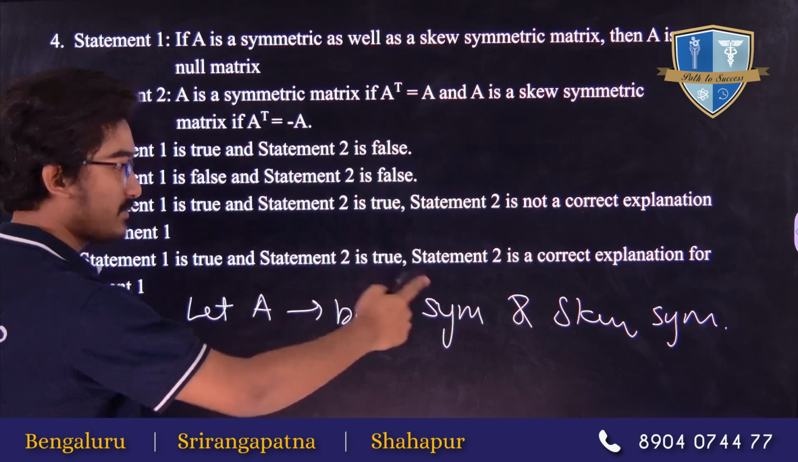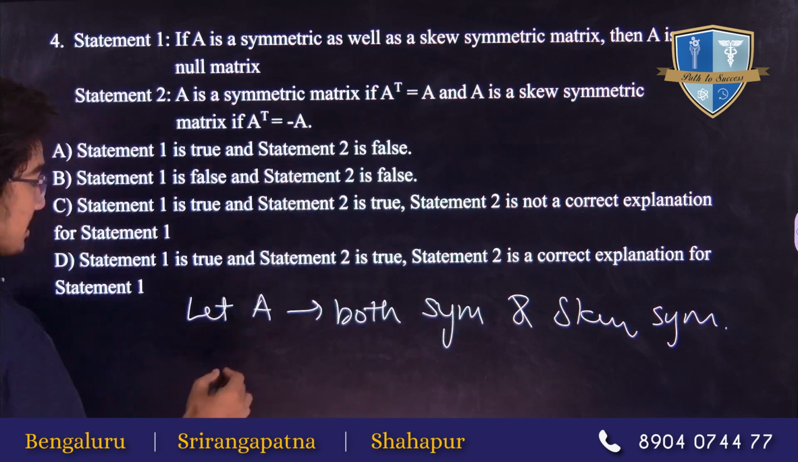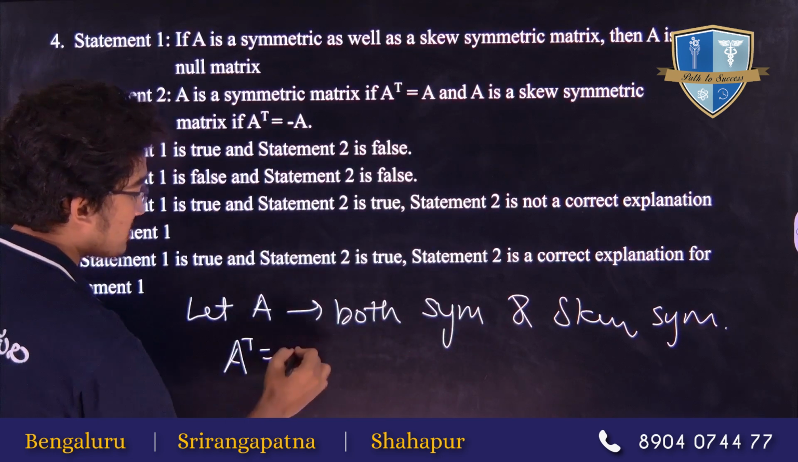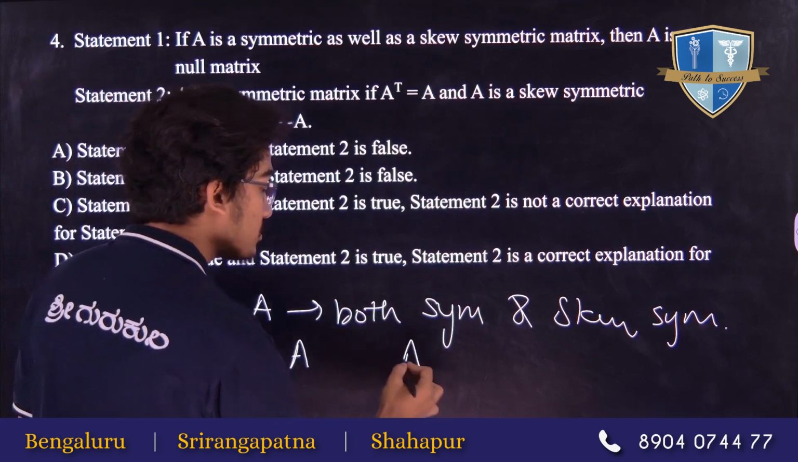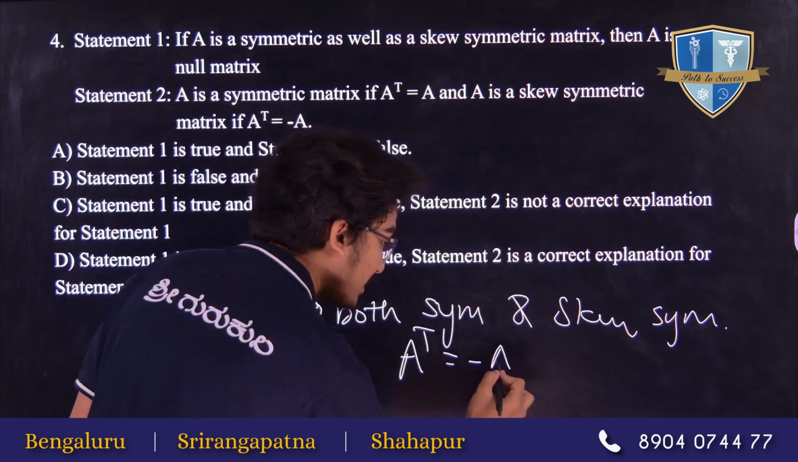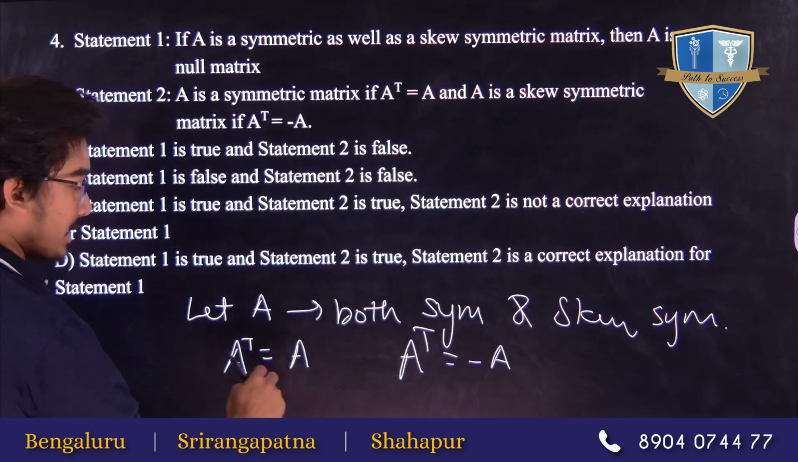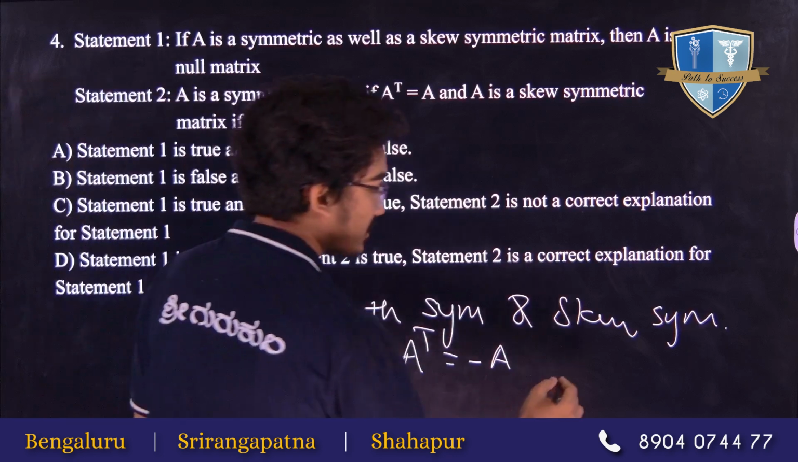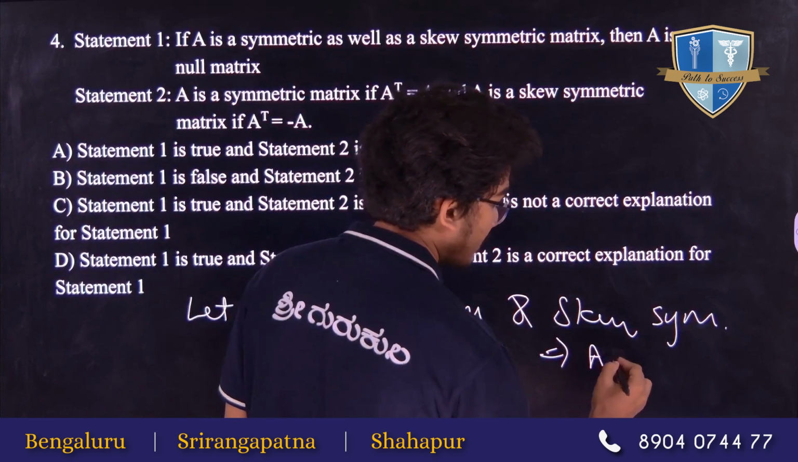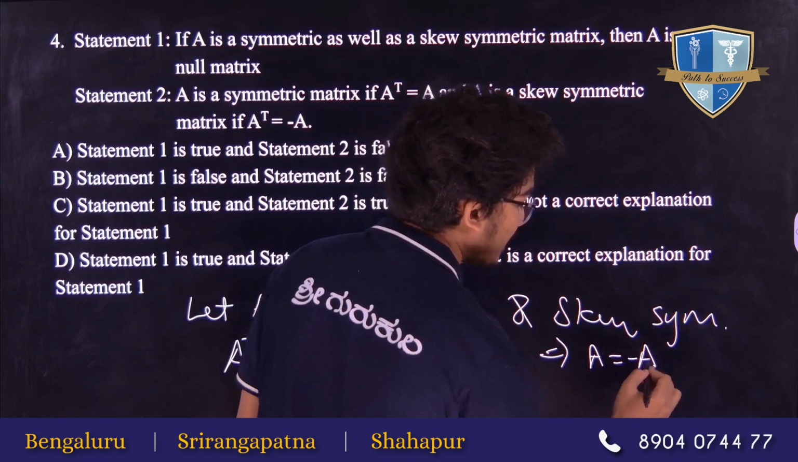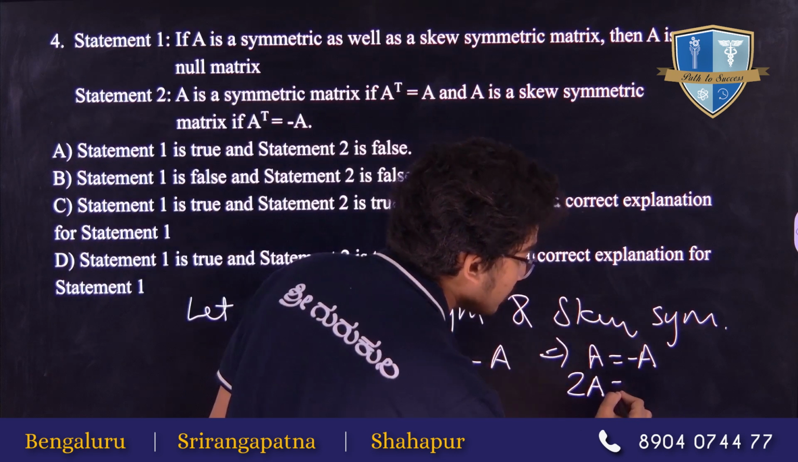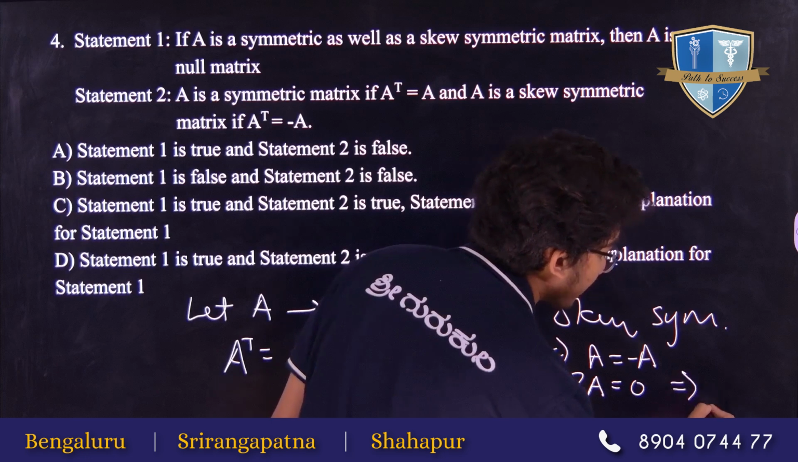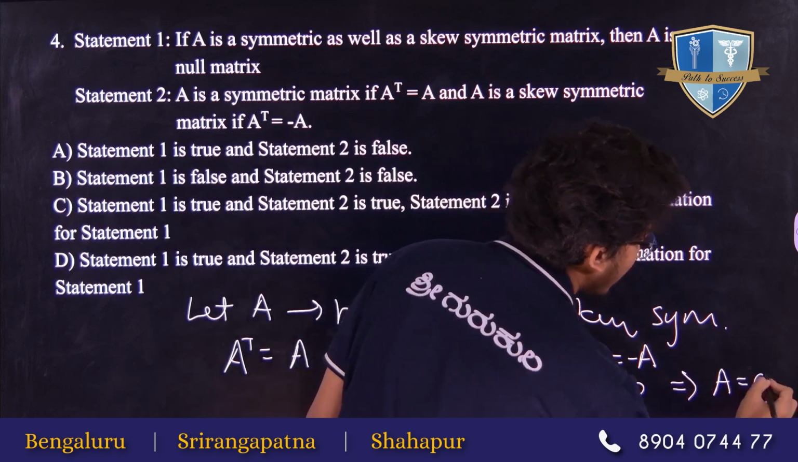So if A is both symmetric and skew-symmetric, it means A transpose will be equal to A, correct? And it is skew-symmetric as well, so A transpose will also be equal to minus A, correct? So if both are correct, A is equal to minus A. If we take A to the other side, 2 times A is equal to 0, which implies A is equal to the null matrix.